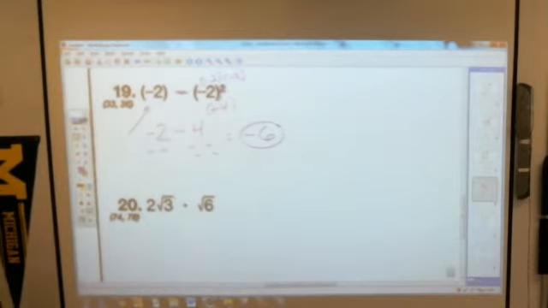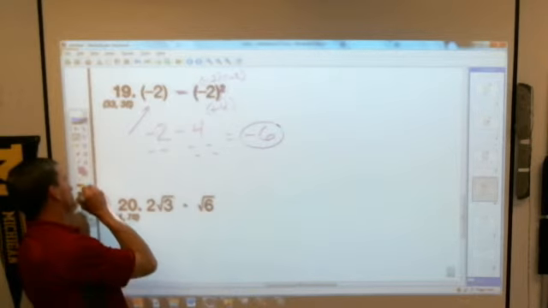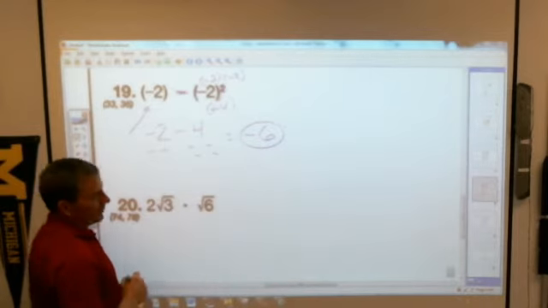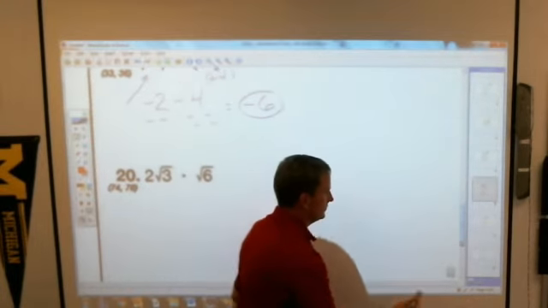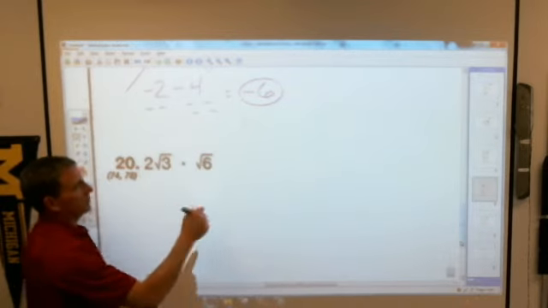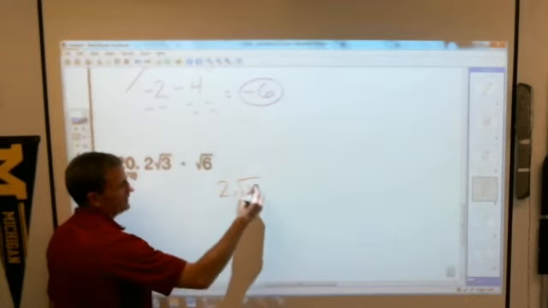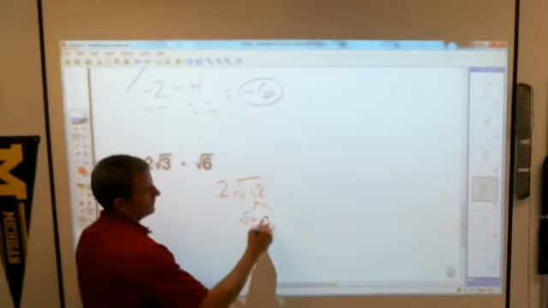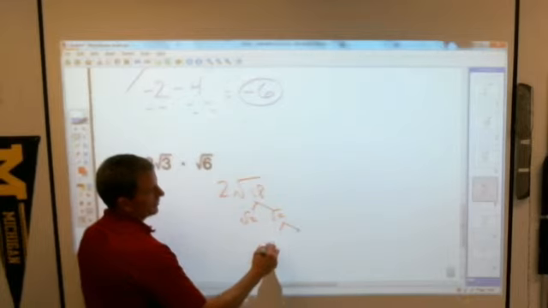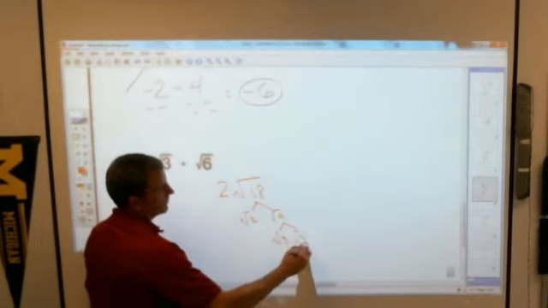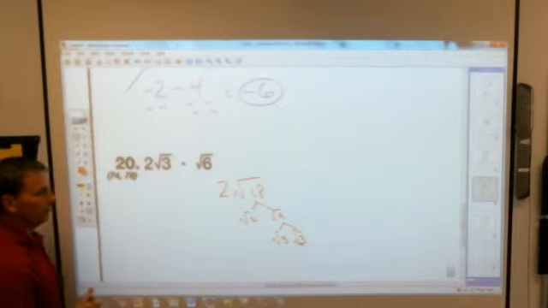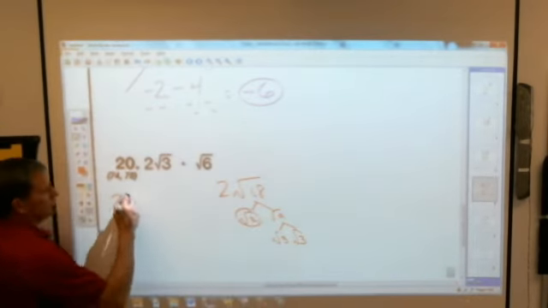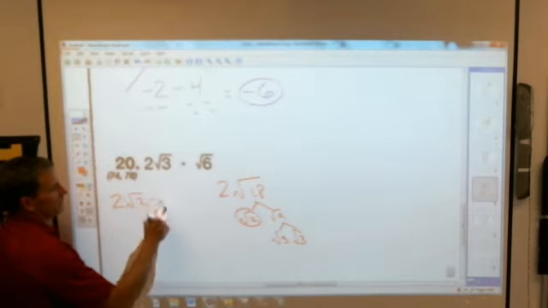And then lo and behold, problem number 20, as I run out of steam here. Problem number 20, you can do multiple ways. You could multiply the square root of 6 times the square root of 3 and get the square root of 18, and then break that down into what times what gives you 18. Well, square root of 2 times the square root of 9, and the square root of 9 is the square root of 3 times the square root of 3. That's the whole thing factorized. So you end up with a 2, a square root of 2, and 2 square roots of 3.